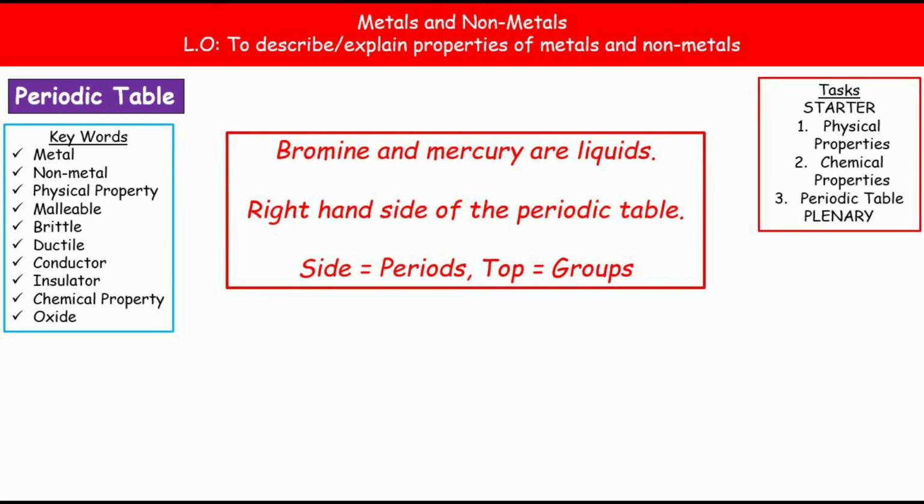Okay, let's check those answers then. So first one, which 2 elements are liquids? The answer is bromine and mercury. It's a really good one to know for any future quizzes you may be involved with.